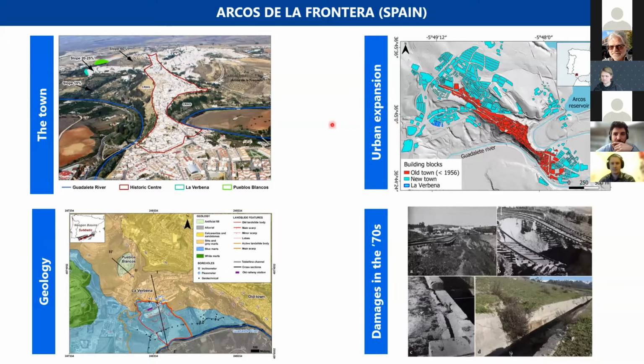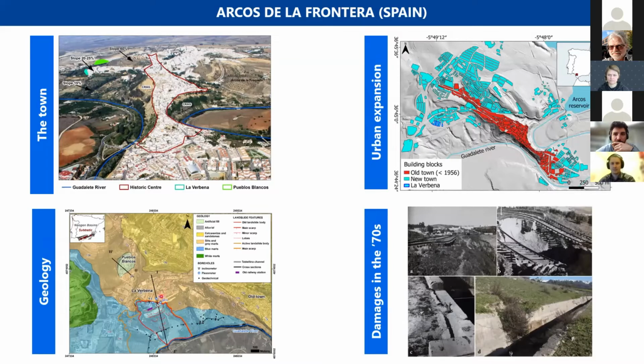Since the 60s, the town has doubled its extension, especially to the northwest, and due to the housing economic bubble that we had in Spain between the 90s and 2010, the urban expansion accelerated. So you can see here these new neighborhoods that were constructed on a gentle slope that faces the Guadalete River. The inclination varies. It is more relevant in the upper part, and then in the lower part the slope is much more gentle.